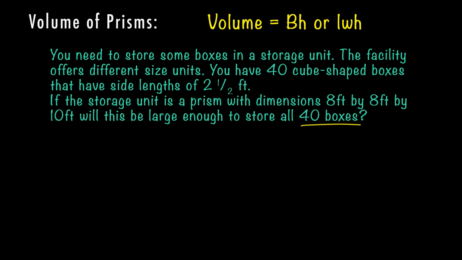This problem is going to have 2 parts to it, and first we need to figure out the volume that the boxes are going to take up. So we know that the cubes, that means that all 3 dimensions are 2.5 feet. So I'm going to find the volume by multiplying 2.5 times 2.5 times 2.5. I'm going to go ahead and turn those into fractions. So I have 5 halves times 5 halves times 5 halves.